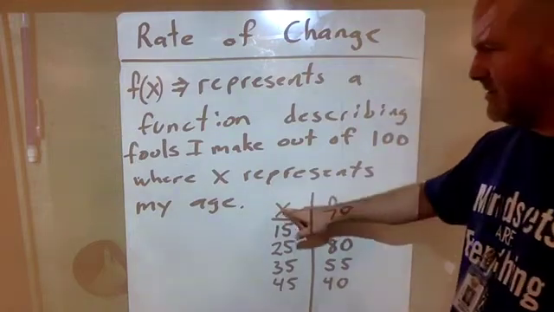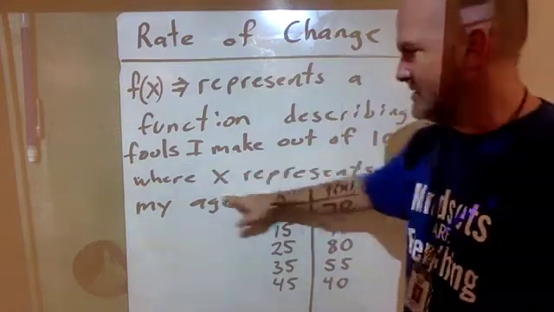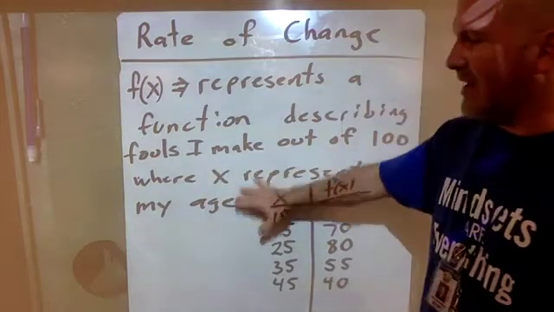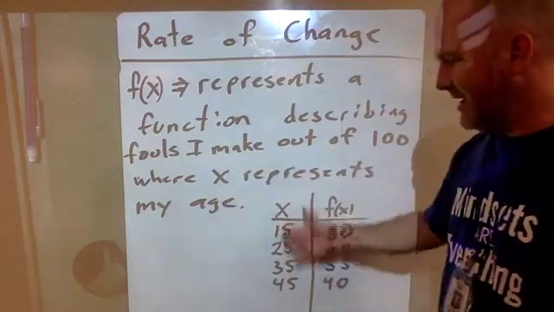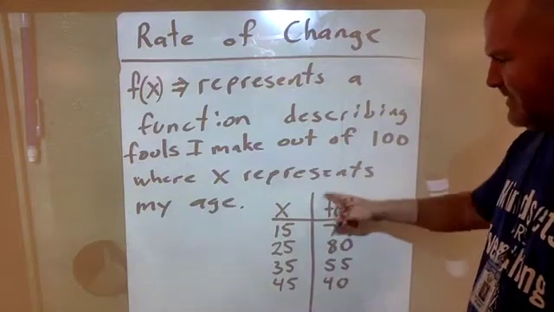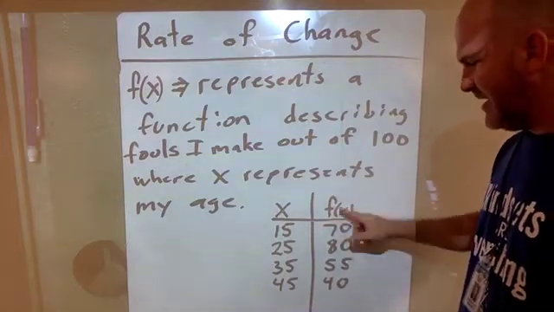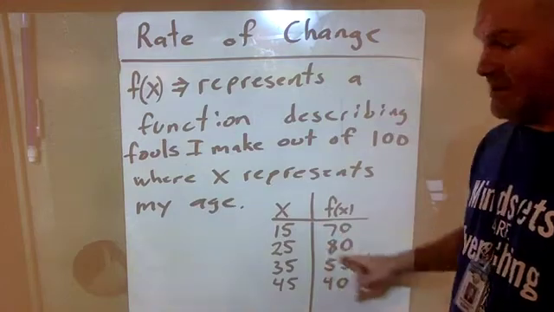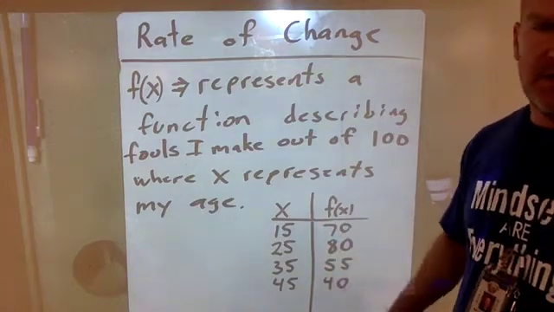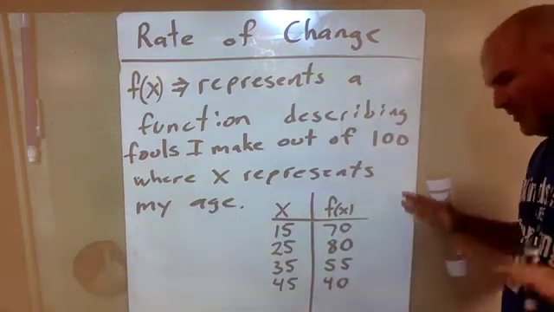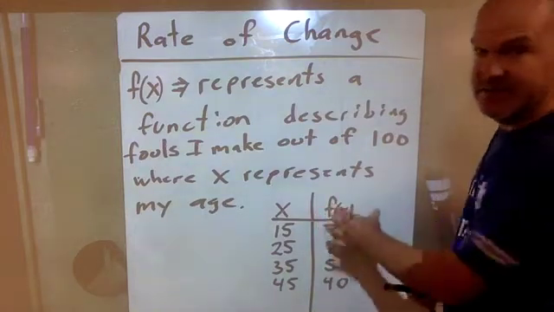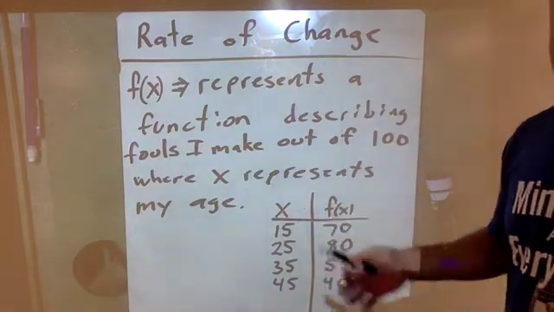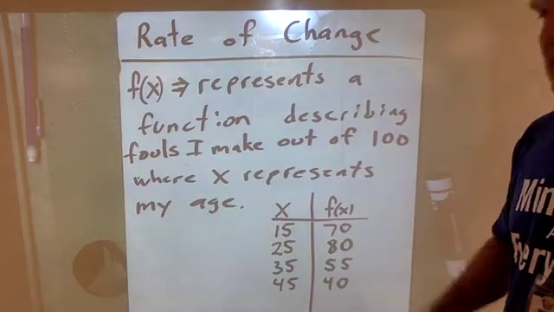All right, so the letters don't matter as much as the representation. You have the letter that you're using to represent the variable in your problem. So here X is representing my age. And then it's a function of how many shots do I make out of 100 depending on my age. Okay, so that's one thing I wanted to say: don't be confused if you see an F of X here instead of a Y. It means the same thing, just like it did on the last test.